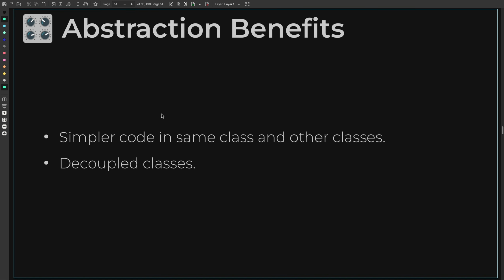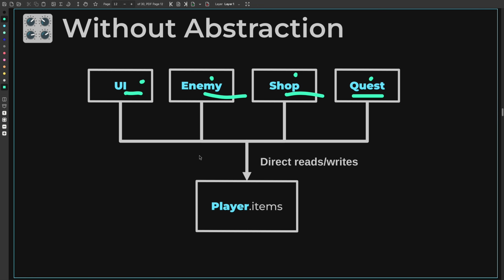in the same class and in other classes. And it allows you to decouple classes. In this example, where everything directly writes to the player's items, this code is really tightly coupled. So any changes to the logic or the player item's variable affect the relation between all these classes. Instead of being able to change something about the player, every class has to receive that change as well. But with abstraction, this is no longer an issue because the changes are only required in the player and they take effect immediately across all of these other classes.